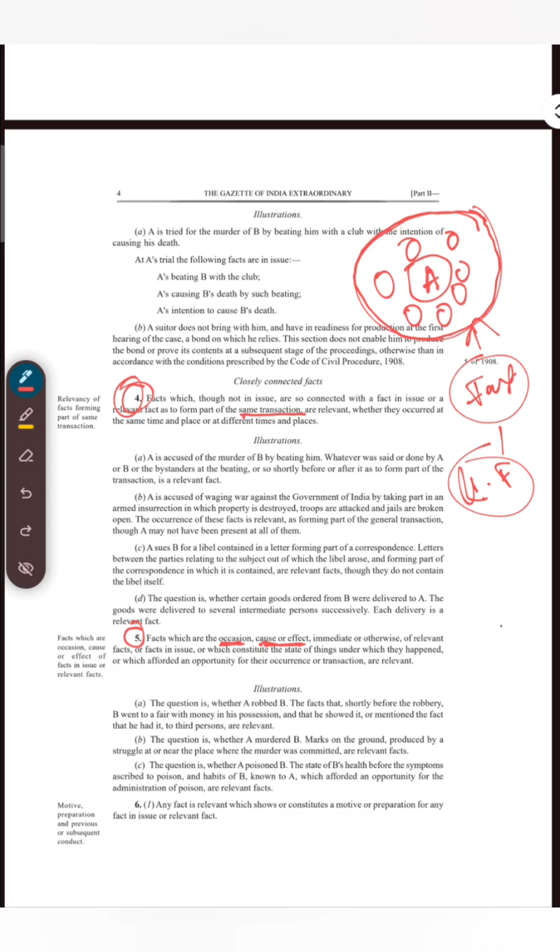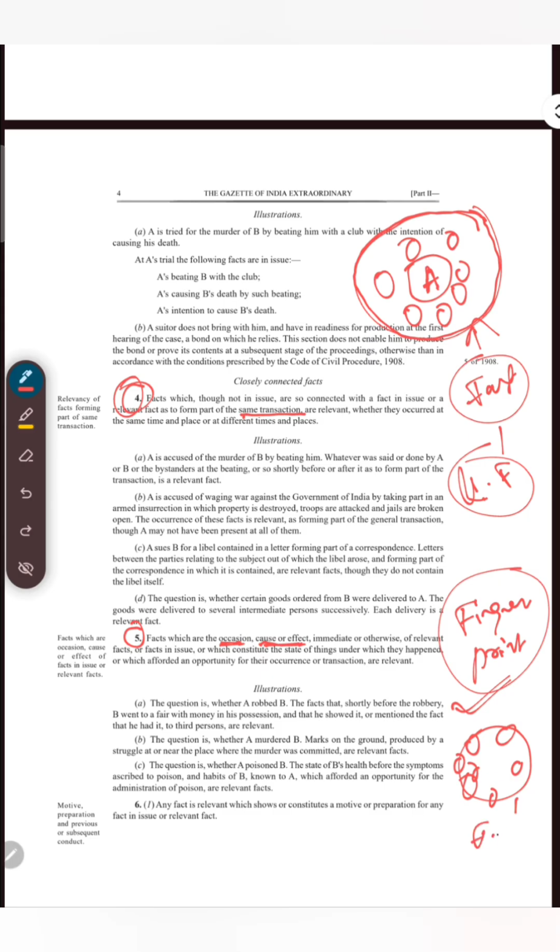For example, I've already shown you the fingerprint thing. Fingerprint is the effect of the crime. Had the crime not taken place, there could not be any fingerprint. Also, if the stains of blood are spread all over the dead body, this blood is also an effect of the crime. So proving these facts is also allowed because these are relevant facts.